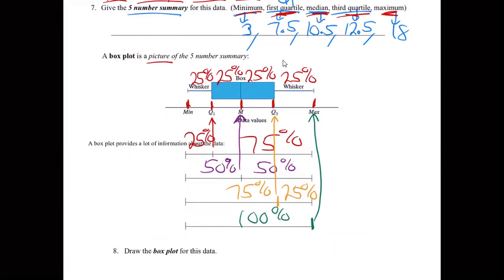All right, so we're just making sure you understand that the box plot breaks the data into 4 equal sections. It does it with 5 numbers because one of them's the lowest and one of them's the highest. So it uses 5 numbers to break the data into 4 equal sections, equal number of data values in each section.